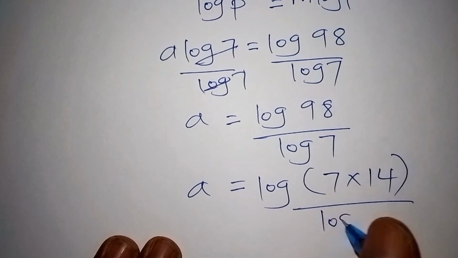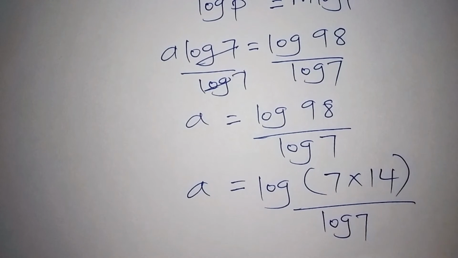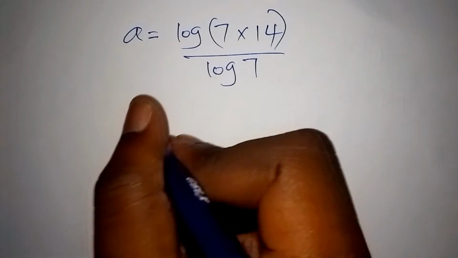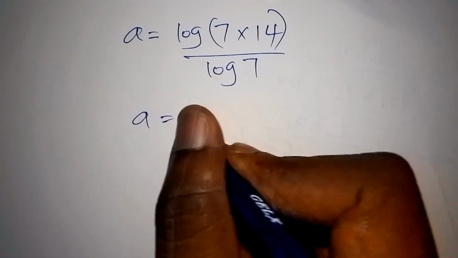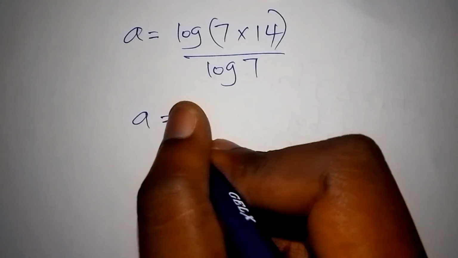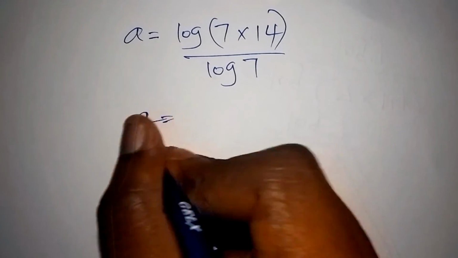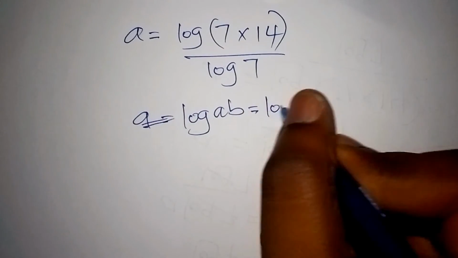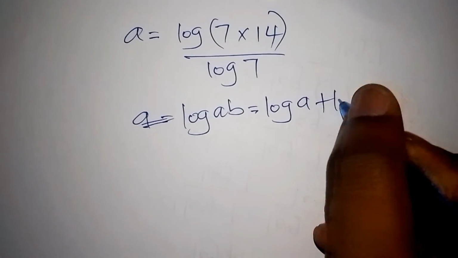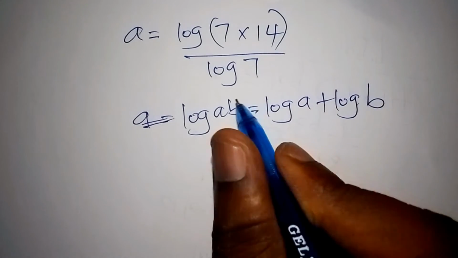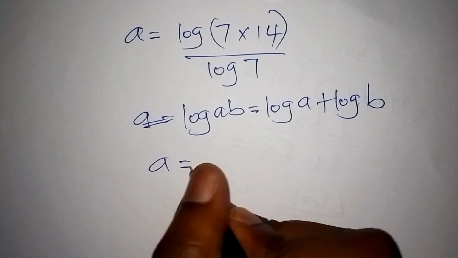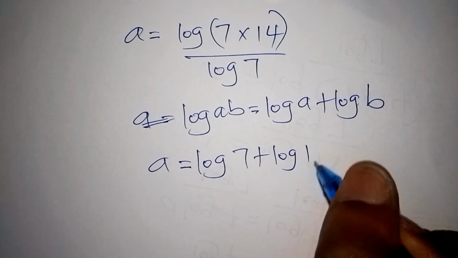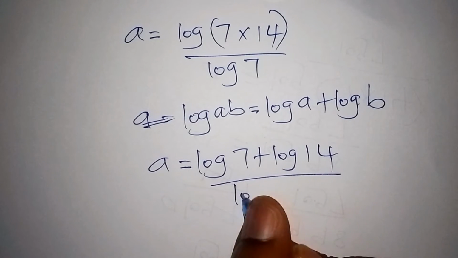So now we shall have our log of 7 here. In order to work it out nicely, let's consider, for example, when you have the log of ab, this can also be written as the log of a plus the log of b. That is to mean that a now shall be equal to the log of 7 plus the log of 14, then all over the log of 7.